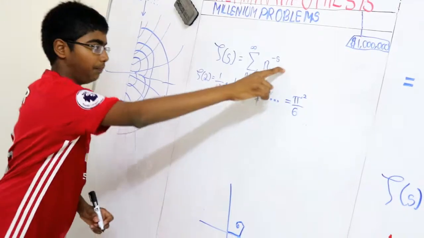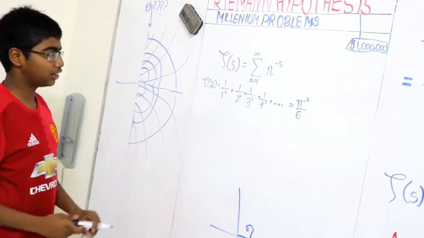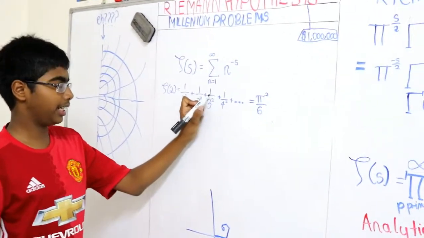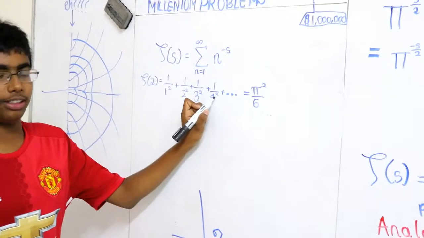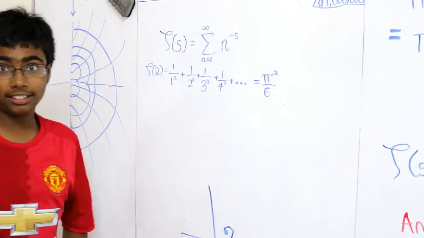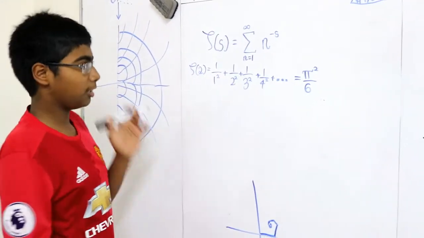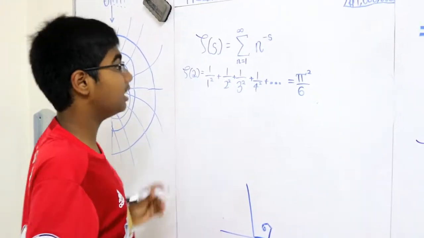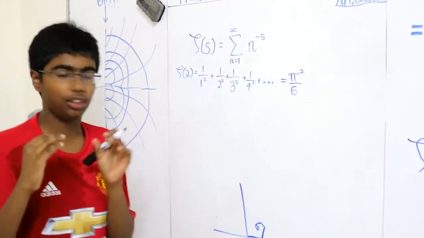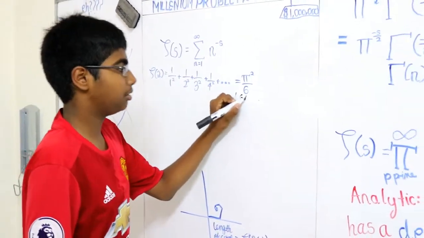It's an infinite sum, and here's an example. If you take the zeta function of 2, it's 1 over 1 squared, plus 1 over 2 squared, plus 1 over 3 squared, plus 1 over 4 squared, dot dot dot. And it happens to be pi squared over 6. I know, pi strikes again. So, if you keep on adding more terms, they seem to zero in on pi squared over 6, which is about 1.64.